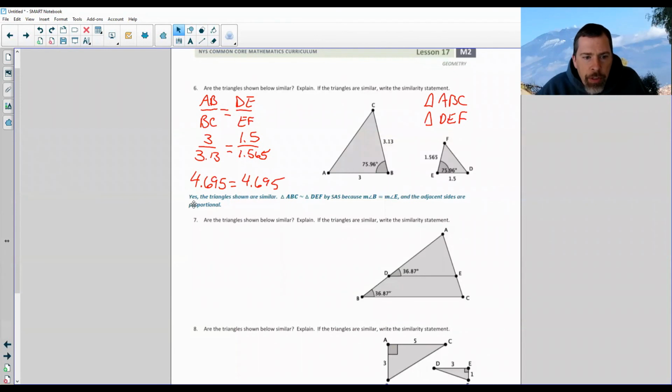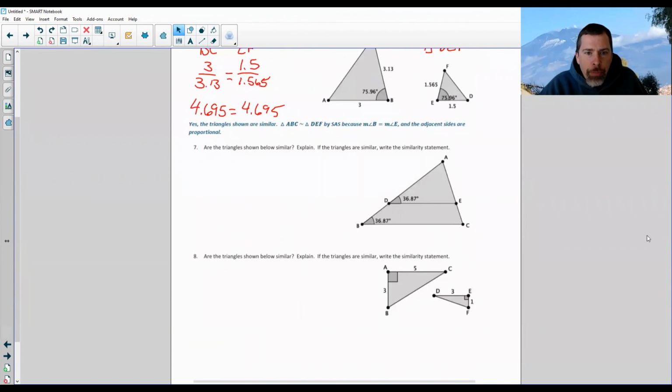Okay, so our response to this would be yes, the triangles shown are similar. Triangle ABC is similar to triangle DEF by side angle side because the measure of angle B is equal to the measure of angle E and the adjacent sides are proportional. So it was a side included angle side. Number 7, are the triangles shown below similar? Explain if the triangles are, write a similarity statement.